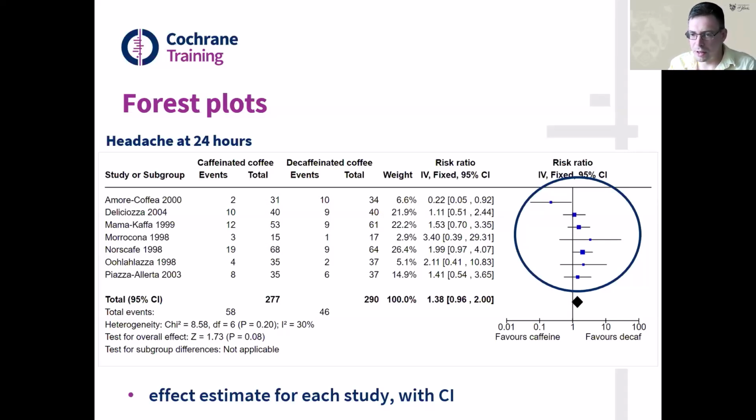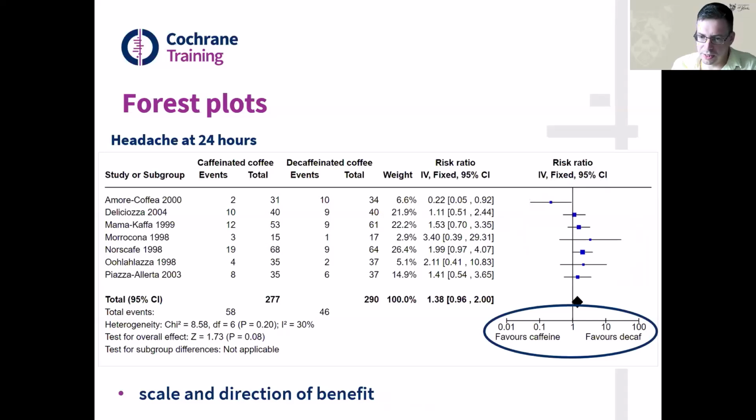In a forest plot, we have a very convenient central vertical line, in this case at 1, which is the point at which we distinguish between things being to one side favouring caffeine and the other side favouring decaffeinated coffee. So we can immediately see, for example, that the Amora Coffea study is in the direction of favouring caffeine, whereas most of the other studies are in the direction of favouring decaf. So the Amora Coffea study is a bit different from the rest. It's in the opposite direction.